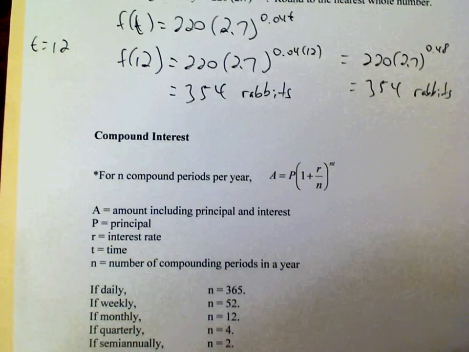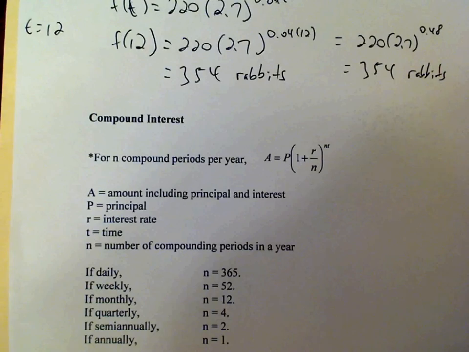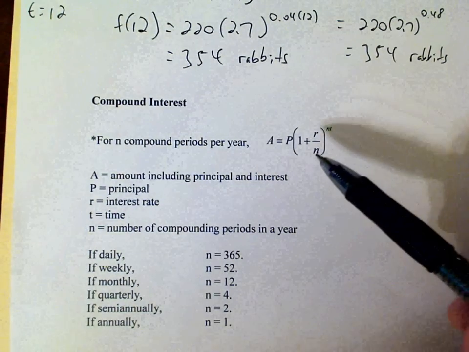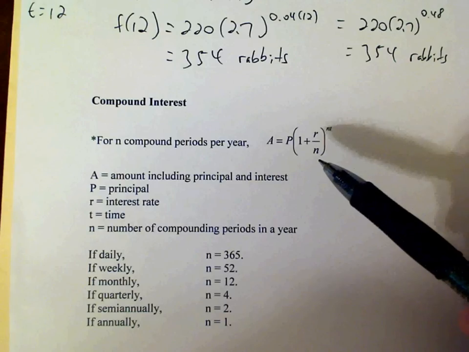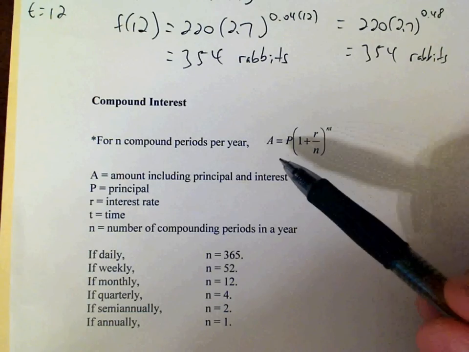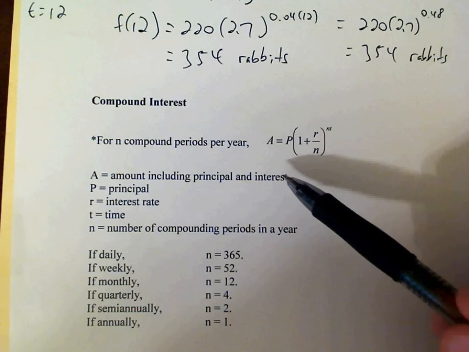Now one major application of exponential functions is compound interest. The standard formula for compound interest is A equals P parentheses 1 plus r over n to the nt power, where A is the total amount, which includes principal and interest.